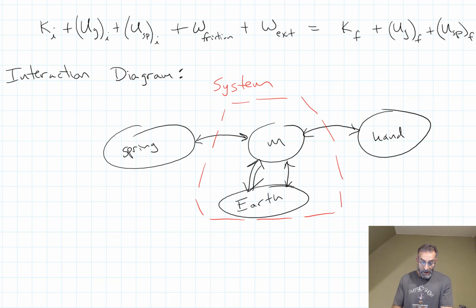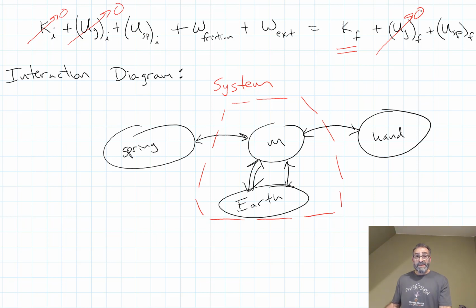Is our object moving at the beginning of the problem? No, it isn't. It's at rest, so it has no kinetic energy. Is it moving at the end? Yes. So we'll have some kinetic energy we have to account for at the end of our problem. Does it go up or down? Does the elevation change? No, it doesn't. So our gravitational potential energy is going to be the same at the beginning and the end. It's going to cancel out. We can just call it zero in both cases.